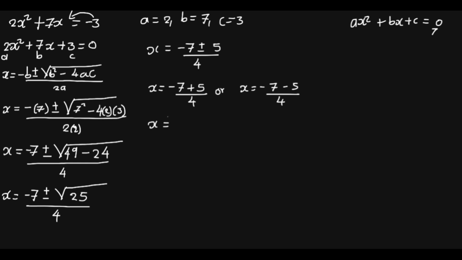So negative 7 plus 5 is negative 2 over 4. If we reduce, this reduces to negative half. Here we can see that we have the same sign, so we are going to add. So we have negative 12 over 4. 4 into negative 12 is negative 3. So you can see that it's very simple. Now let's have another example.